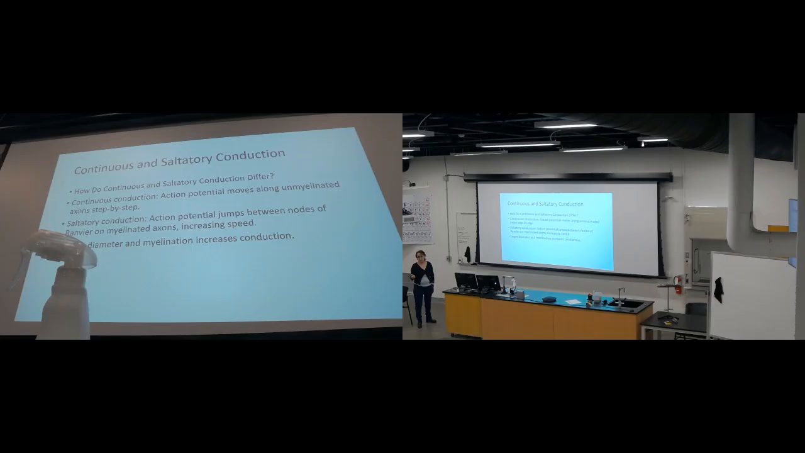The next cell can be another neuron, it can be a gland, or it can be a muscle cell. If it's a muscle cell, you will have the neuromuscular junction, and then you will have contraction.